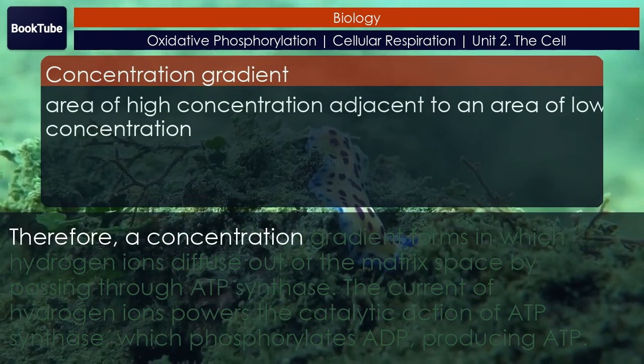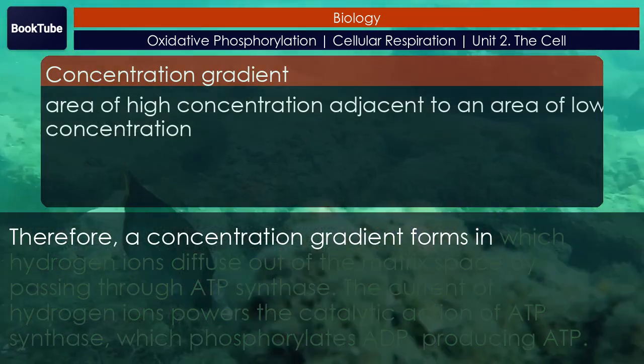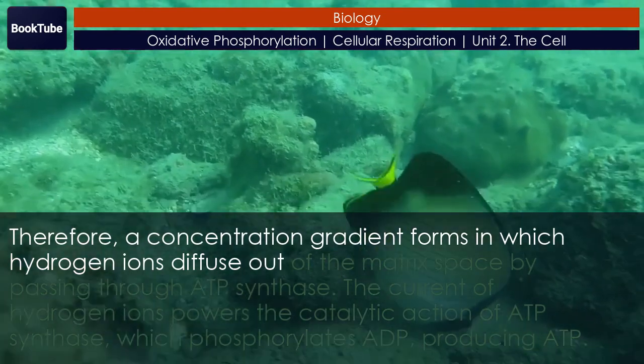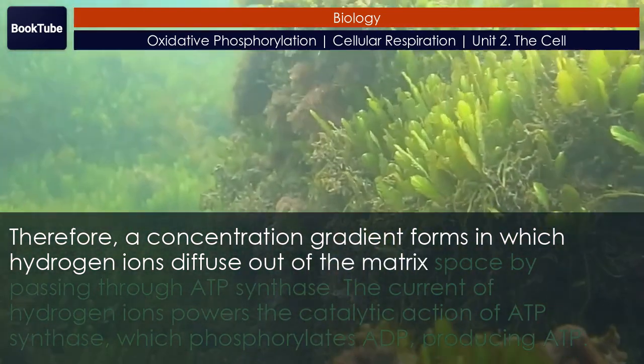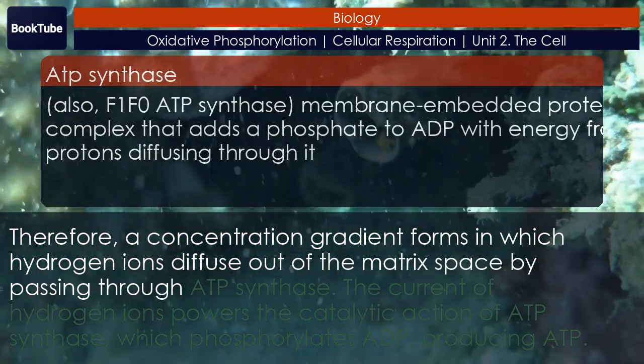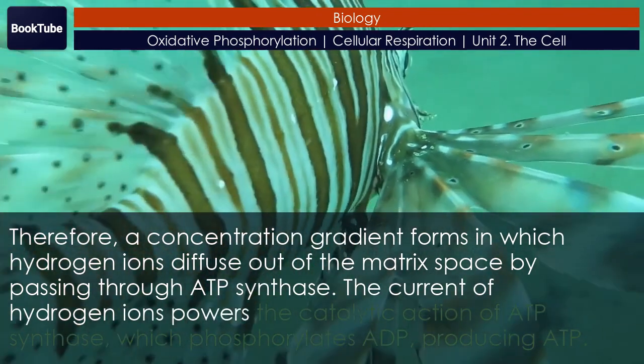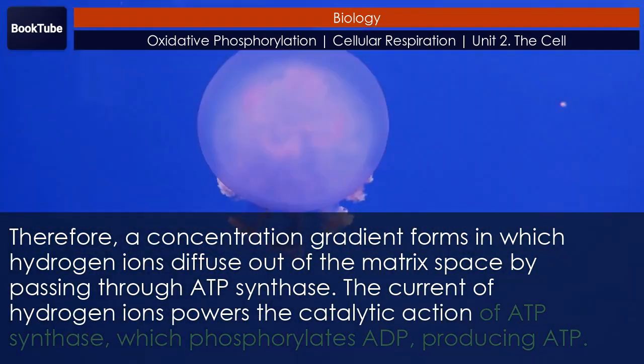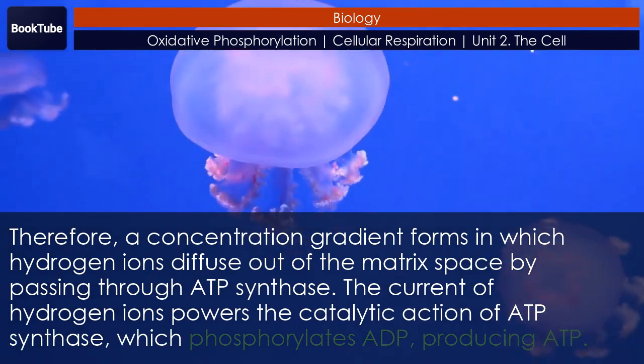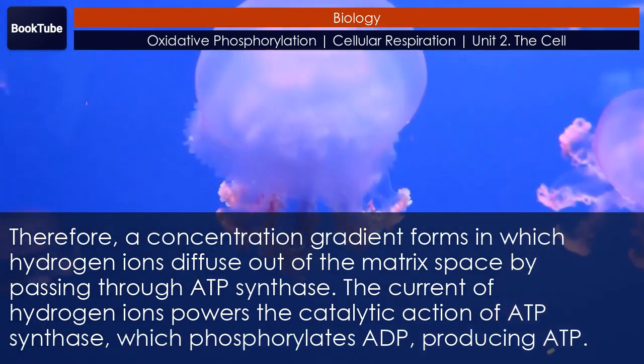Therefore, a concentration gradient forms in which hydrogen ions diffuse out of the matrix space by passing through ATP synthase. The current of hydrogen ions powers the catalytic action of ATP synthase, which phosphorylates ADP, producing ATP.